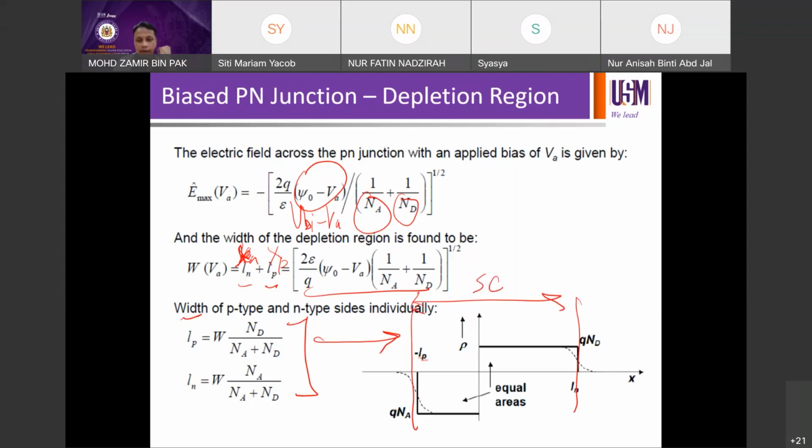SCR is the space charge region, or depletion region, and that's given by this. Okay.